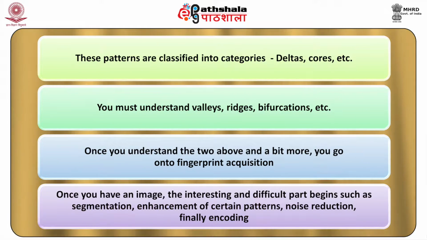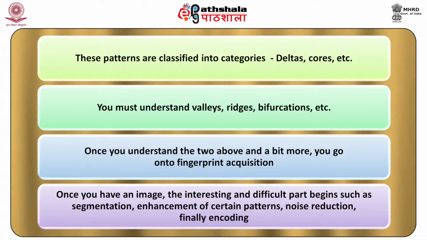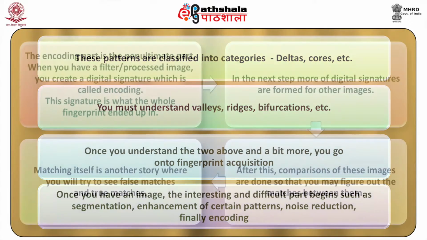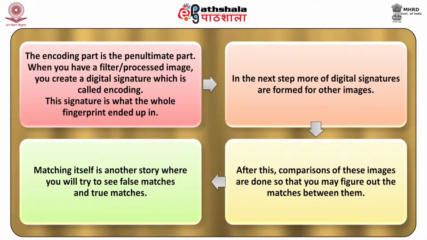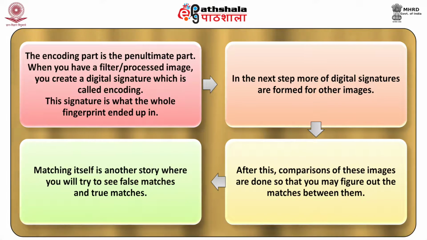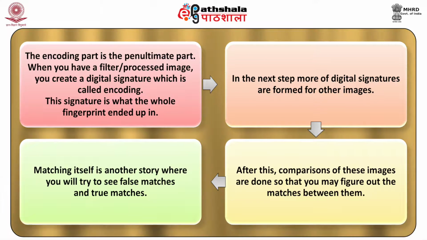Once you have an image, the interesting and the most difficult part begins, such as segmentation, enhancement of certain patterns, noise reduction, and finally the encoding. The encoding part is the penultimate part. When you have a filtered or processed image, you create a digital signature, which is also called encoding. The signature is what the whole fingerprint ended up in.